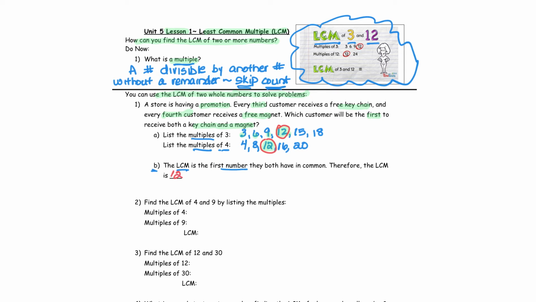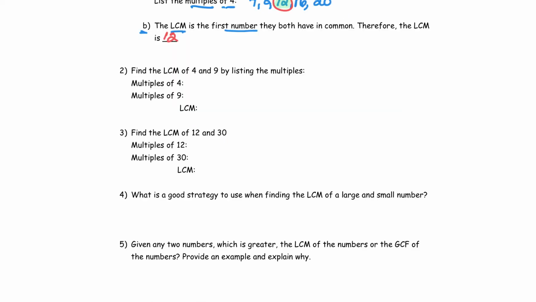And the reason why we're looking for the least common multiple is because we are going to be looking to find the least common multiple of two numbers when we're looking to add and subtract fractions with unlike denominators. So that's the reason why we're doing this. Okay, let's take a look at number 2.